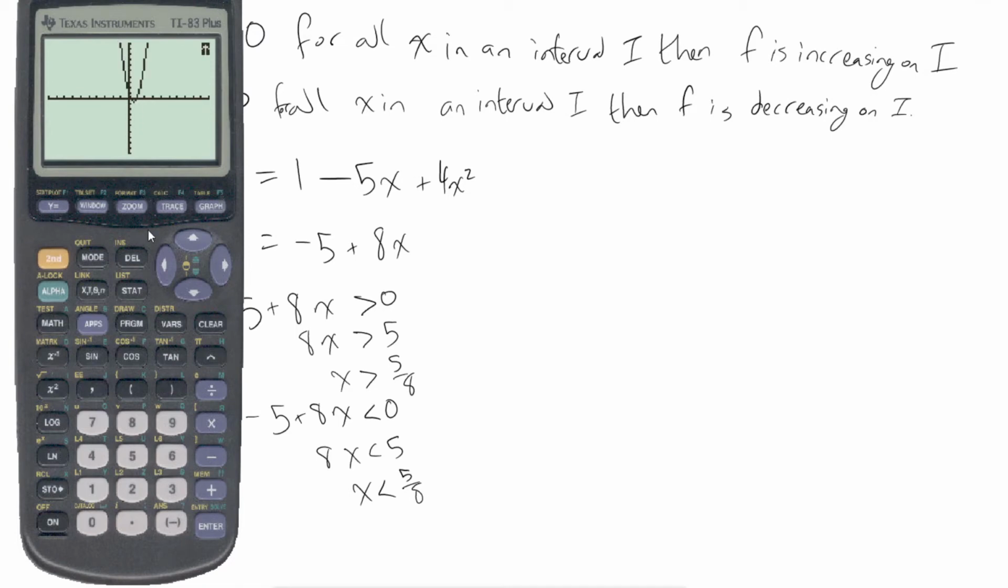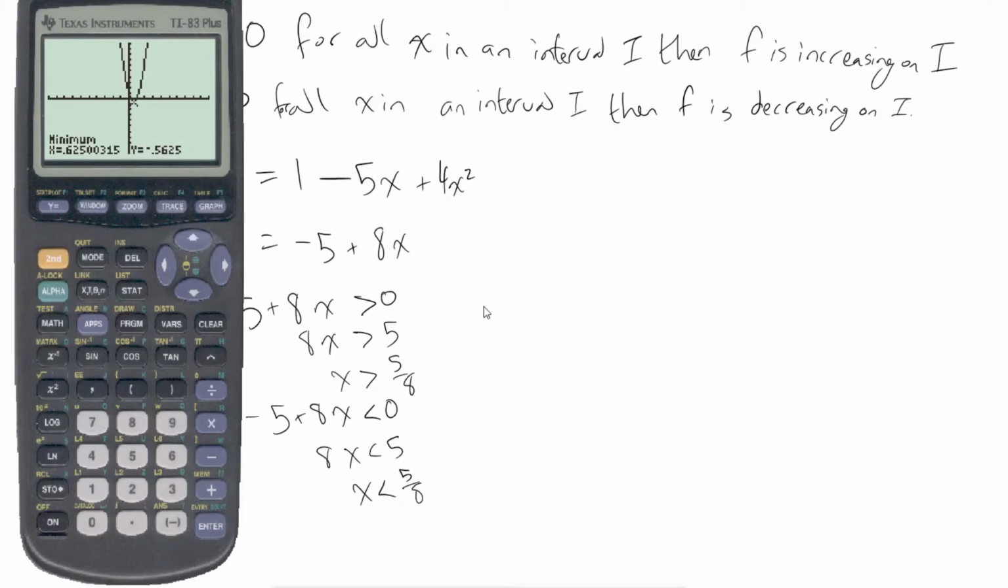So if we calculate the minimum value, we will find that it hits a minimum, with some rounding error, at 0.625. So it's decreasing until x equals 0.625 or 5/8, and then increasing from there on out.